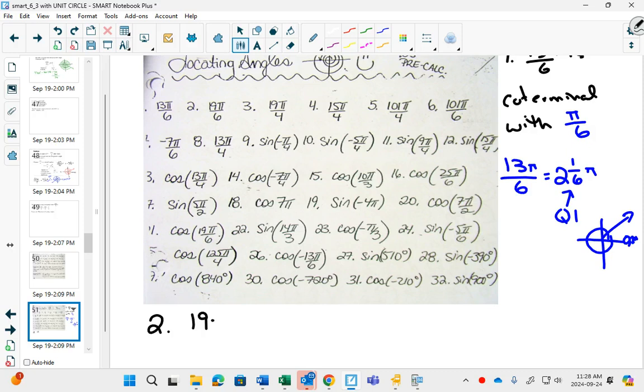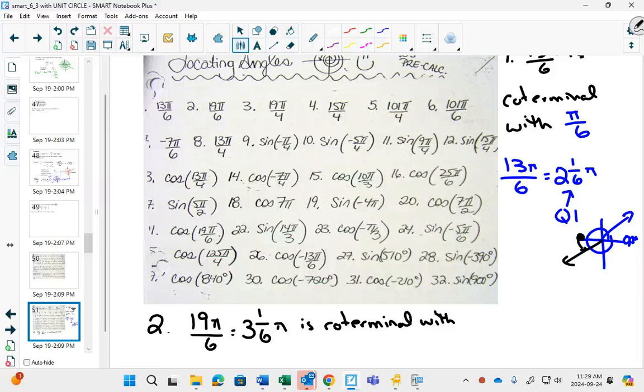Number 2, 19 pi over 6, which is equal to 3 and 1/6 pi, is coterminal with, okay. Can you see the 3 will be here because it's an odd number? And we're going in the positive direction, so we're going around in this direction. 1/6 will end in quadrant 3. What is your pi over 6 family member in quadrant 3? 7 pi over 6. And this is where it's kind of nice. If you know in quadrant 3, it's always 1 more than your denominator.